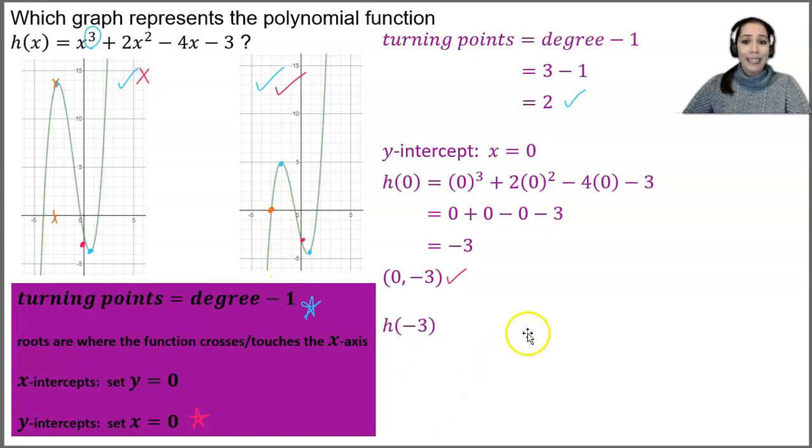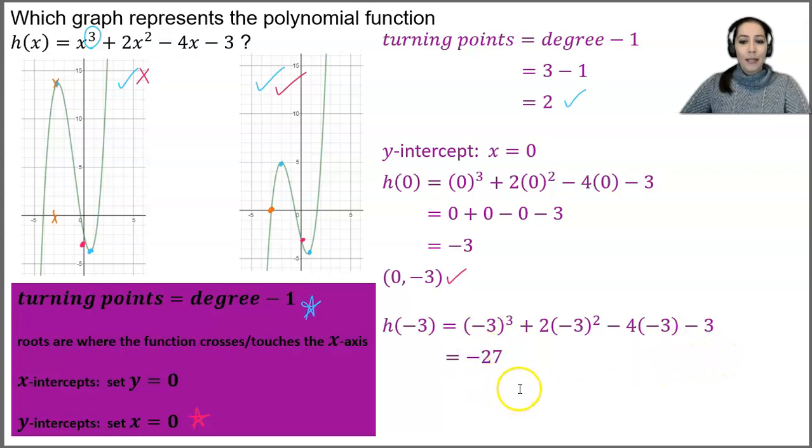Again, you can pick any x value. I just decided to pick negative 3. So if I plug that in, that'd be negative 3 quantity cubed plus 2 times the quantity of negative 3 squared minus 4 times negative 3 minus 3. Negative 3 cubed is the same thing as negative 27. Negative 3 squared times 2 is positive 18. Negative 4 times negative 3 is a positive 12, and then we have the minus 3.